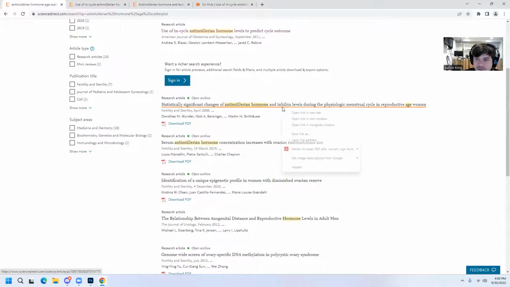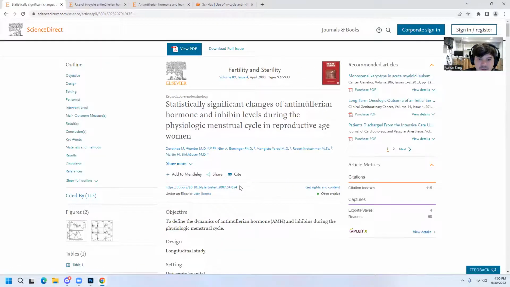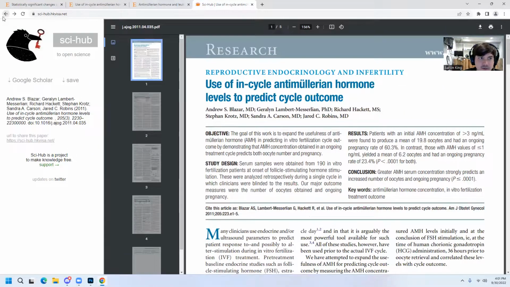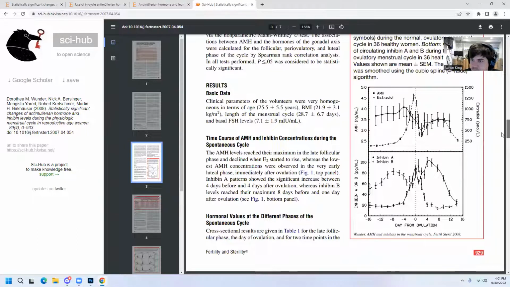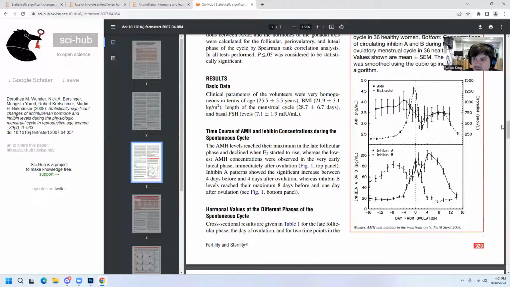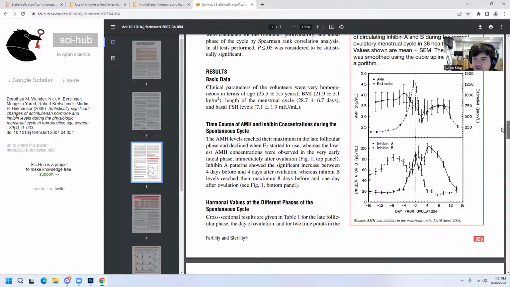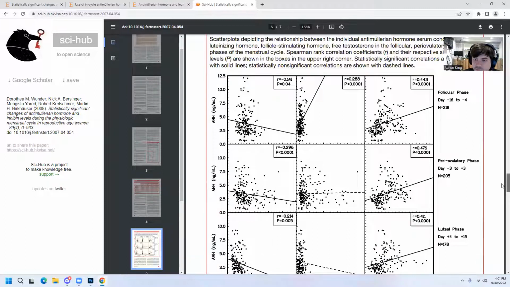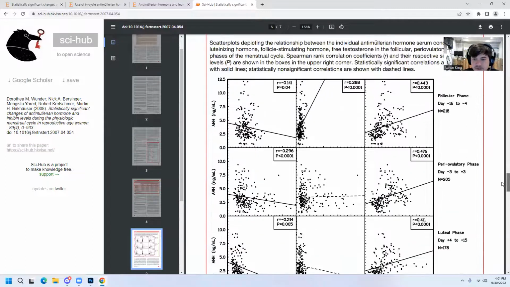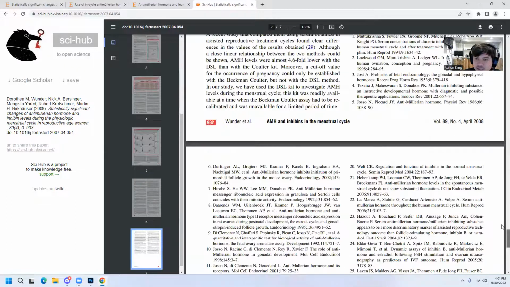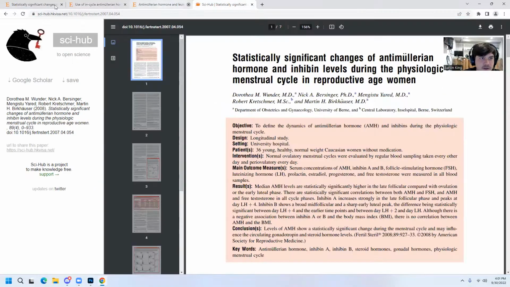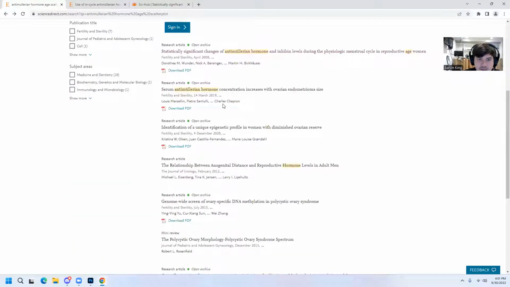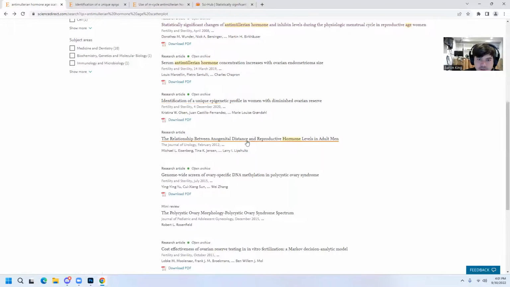Inhibitions, this is like changes during the physical menstrual cycle. Oh, no. Box and whisker, or just these confidence interval graphs, are just so useless. Oh my God. This is on the cycle of ovulation too. Okay. Testosterone. None of these are versus age. Okay. Increases with ovarian endometrium size. Unique epigenetic profile women with inflammation ovarian. This would be interesting.